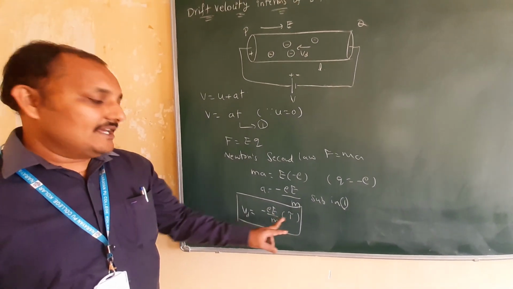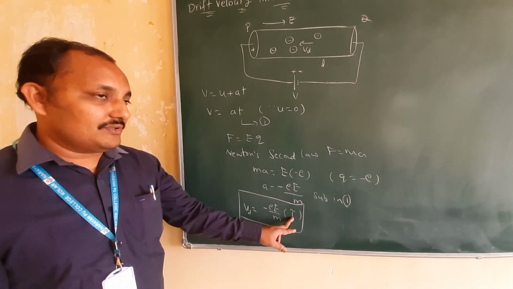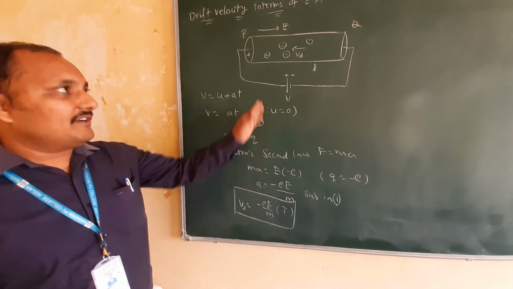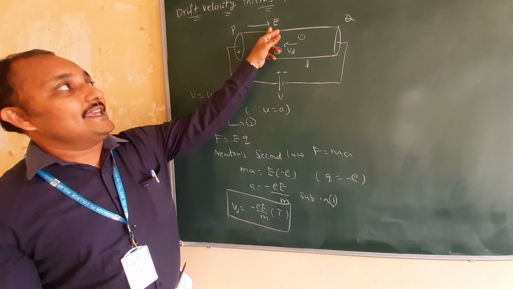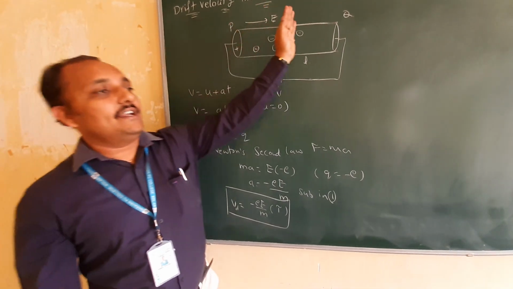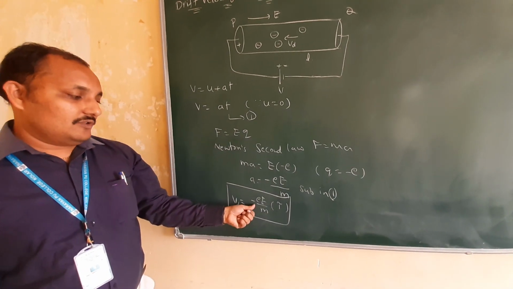This equation you should remember. Vd is equal to minus E by M into tau. So this minus indicates that drift velocity is opposite to the electric field. See, the electrons are moving like this, the electric field is like this. That is also indicated. Okay.